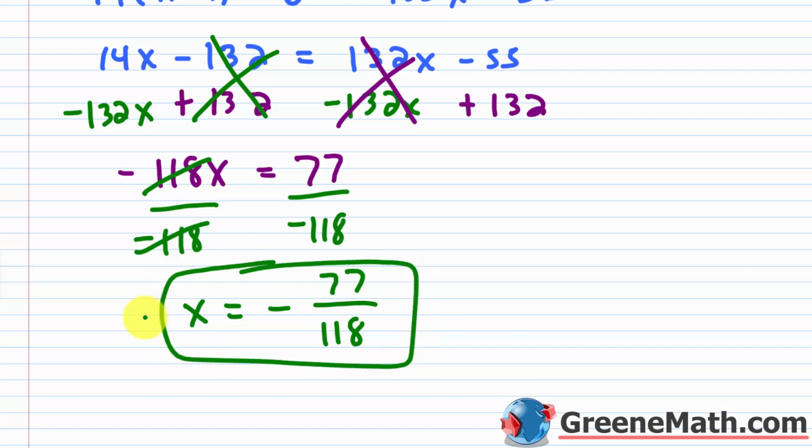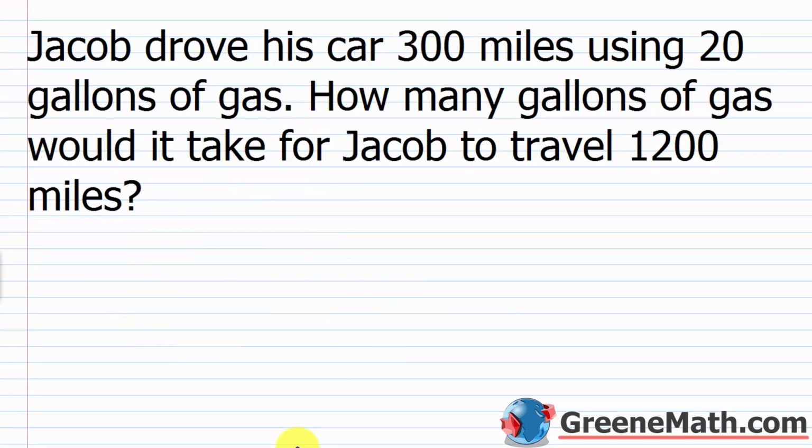Now this is something you can check just like we have throughout this lesson. But because it's so tedious, and in the interest of time, I'm not going to check it. But if you want to, you can go back, you can pause the video, plug in a negative 77 over 118 for each occurrence of x, and you'll see that the left and the right side are equal. All right, so now let's turn to some word problems.